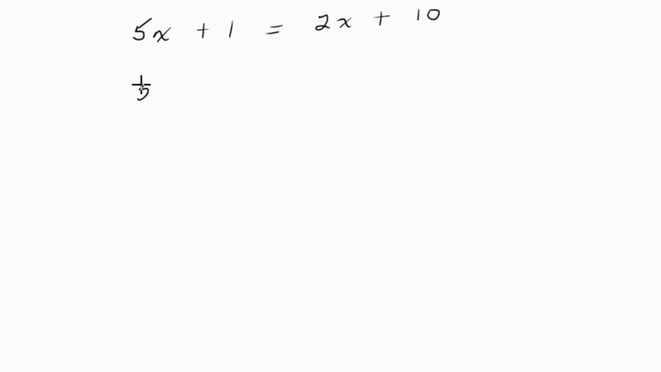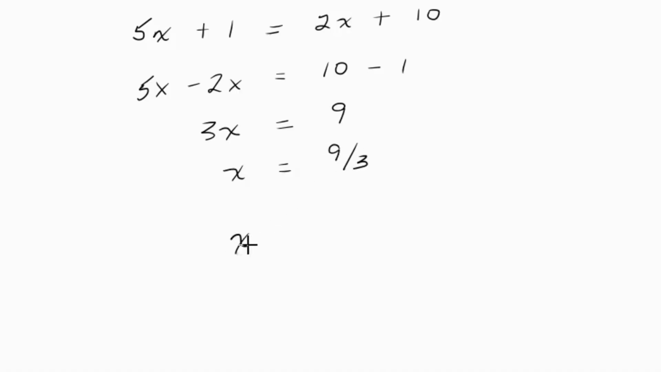So I have 5x minus 2x is equal to 10 minus 1. So this becomes a minus 1 because the 1 was positive on the left-hand side. This 2x is positive on the right-hand side, so when I take it over to the left, it becomes negative. So this is 3x is equal to 9. 10 minus 1 is 9. Divide both sides by 3, and I get x is equal to 3.